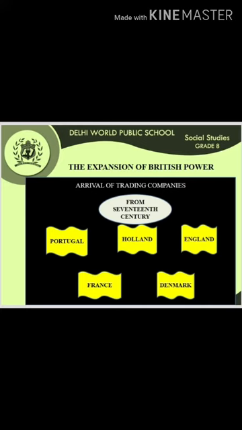These factories consisted of offices and godowns. They had their own offices there and the godowns, the place where they stored their goods, and they had residential quarters for the merchants and traders who came for trade. So which are the five companies who set up their base in India? It is Portugal, Holland, England, France and Denmark.